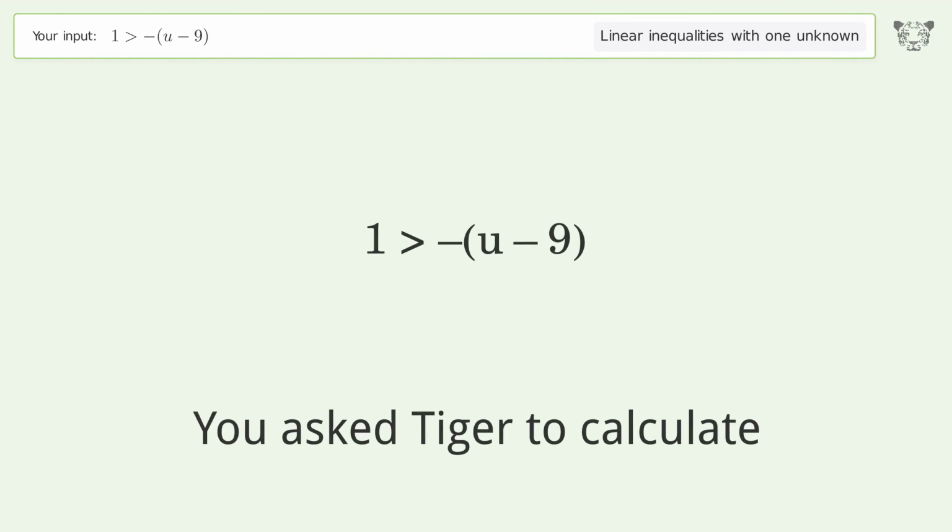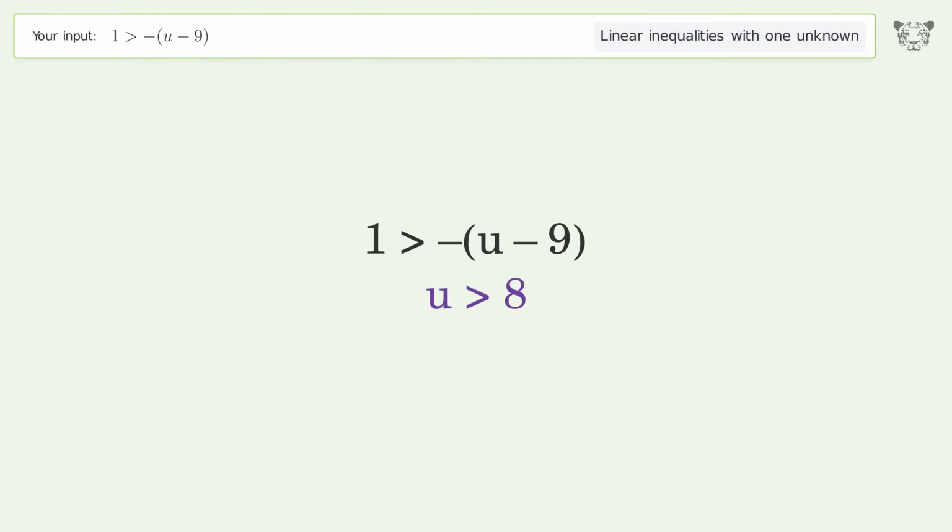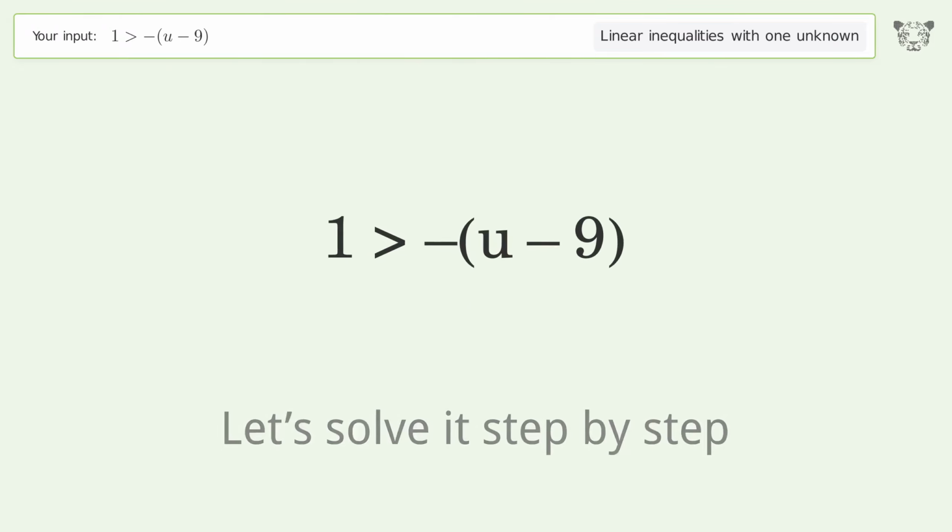You ask Tiger to calculate. This deals with linear inequalities with one unknown. The final result is u greater than 8. Let's solve it step by step.